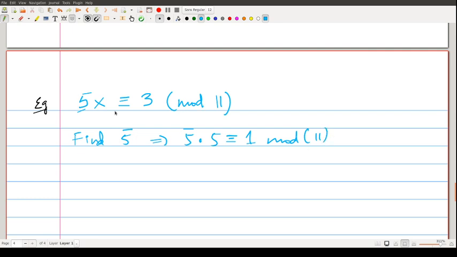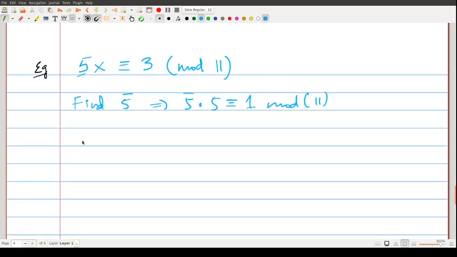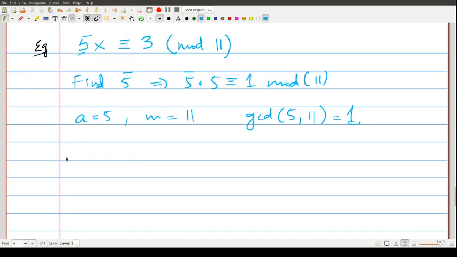And so the inverse that I'm looking for is of 5 modulo 11. So A is 5, M is 11, and I am hoping that the GCD of 5 and 11 is 1. If that's true, then I can find an inverse. If this is not true, then by the way, I'm just stuck. So let's try to find the GCD of 5 and 11.